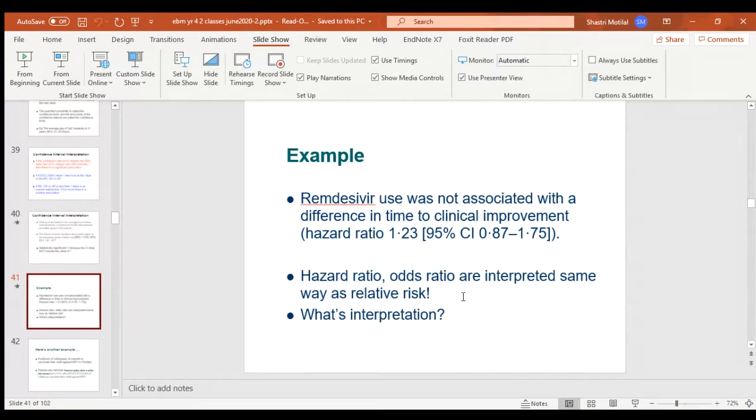Tell me what you all think. Is it significant or not significant? You all could type this one in the chat. Remember what you have to do. Just look at the confidence interval. Ask yourself, does the range include the value 1? Does 0.87 to 1.75 include the value 1?